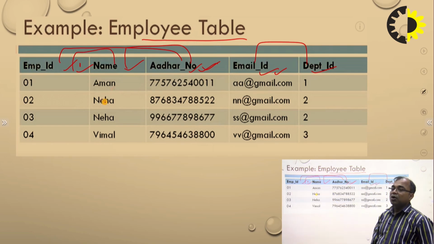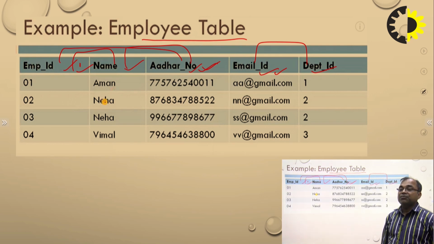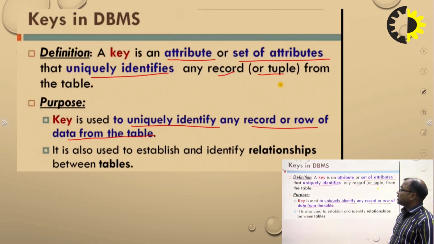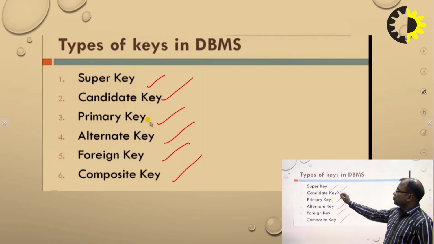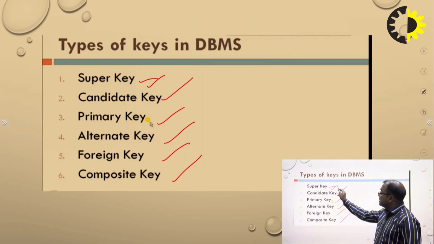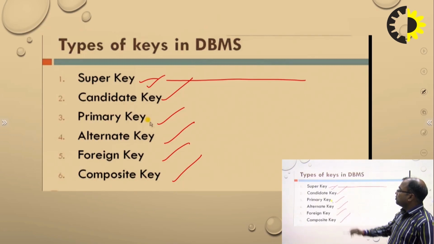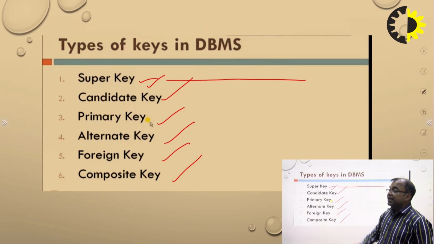All the possible combinations which uniquely identify this table are called a super key. So a super key is what uniquely identifies the table. From all these super keys which we just found from this table, the candidate key is the minimal super key.